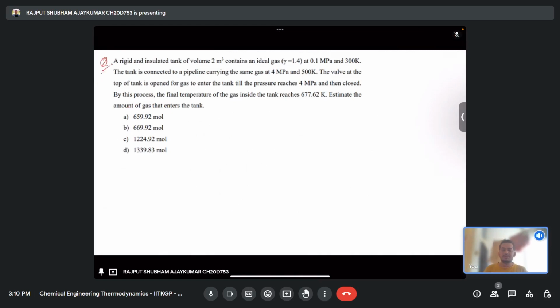The next question talks about a rigid tank. A rigid and insulated tank of volume 2 meter cube contains an ideal gas at 0.1 megapascal and 300 Kelvin. The tank is connected to a pipeline carrying the same gas at 4 megapascal, 500 Kelvin. The valve at the top of the tank is opened for the gas to enter the tank until the pressure reaches 4 megapascal, and then closed. By this process, the final temperature of the gas inside the tank reaches 677.62 Kelvin. Estimate the amount of gas that enters the tank. We have to determine the moles of gas entering the tank when the temperature inside reaches 677.62 Kelvin. Okay, we'll proceed with that.